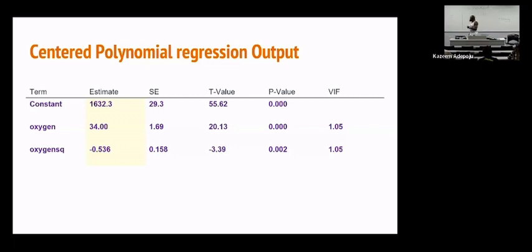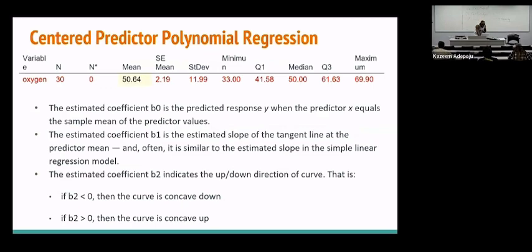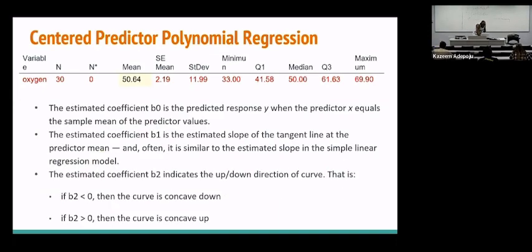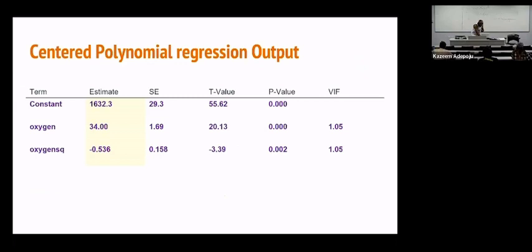Now, there's something I want you to pay attention to. Look at the estimate for the intercept here, 1632.3 after centering. And I'm going to show you, when we have not centered, what is the same value. Without centering, negative 1464. They are not going to be the same. Does that make sense? Okay. Now, if you take a look at after centering, we have that.